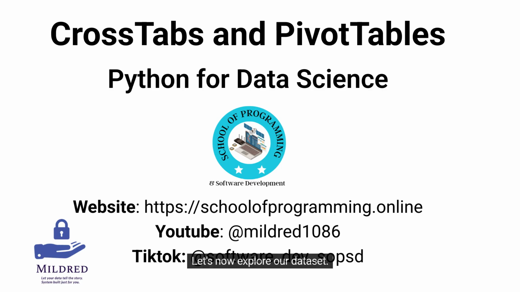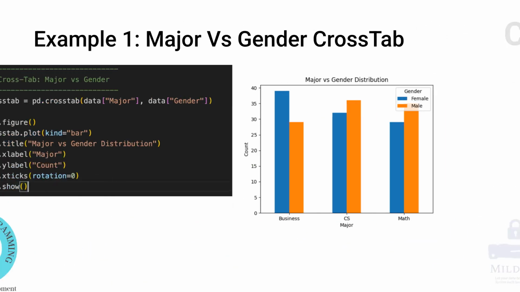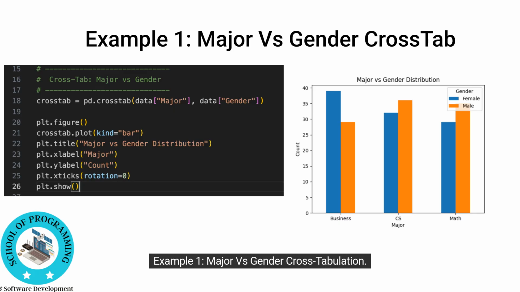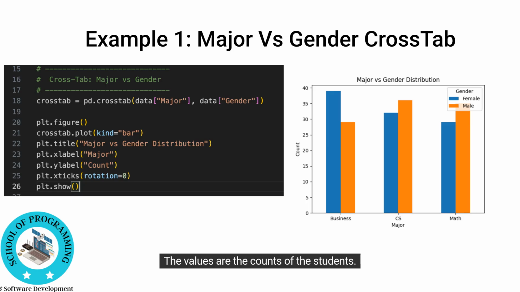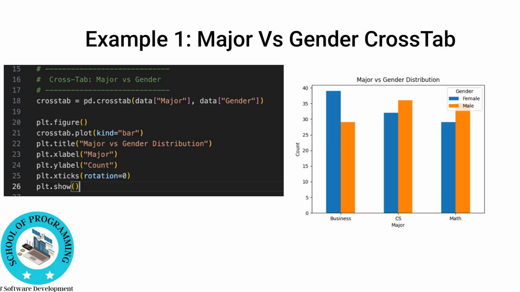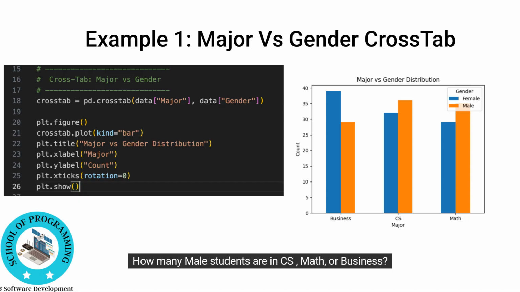Let's now explore our data set. Example 1: Major versus gender crosstabulation. This table shows the academic major in the rows and the gender in the columns. The values are the counts of the students. It answers the questions: How many male students are in CS, Math, or Business? How many female students are in CS, Math, or Business? Is one major dominated by a particular gender?